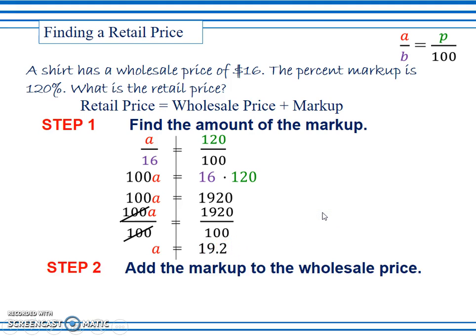Now I'm going to add that to my wholesale price of $16 to find out that when I walk out of the store, I'm going to pay $35.20 for that shirt. I'm sorry, for the original price of the shirt, the retail price.